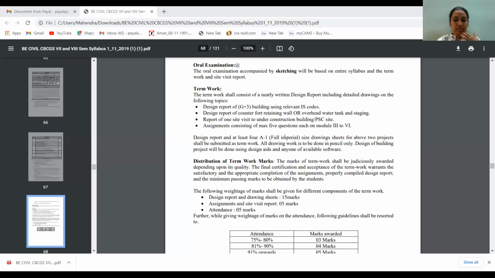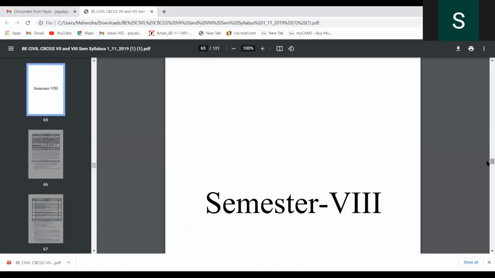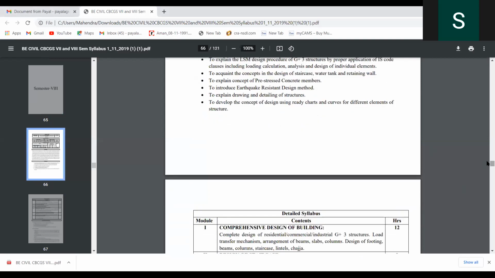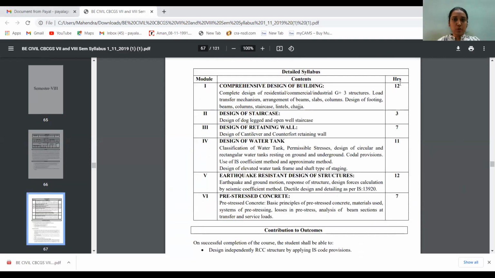So this is your syllabus. There are a total of 6 modules included in your syllabus. The first module is the comprehensive design of the building. In this, there are different designs that you have to do. You have to design the G+3 structure, and in that you have to design the different components of the building. That means you have to design beams, slab, column, footing, and the staircase as well as chhajja. So you have to do the total design of the building.